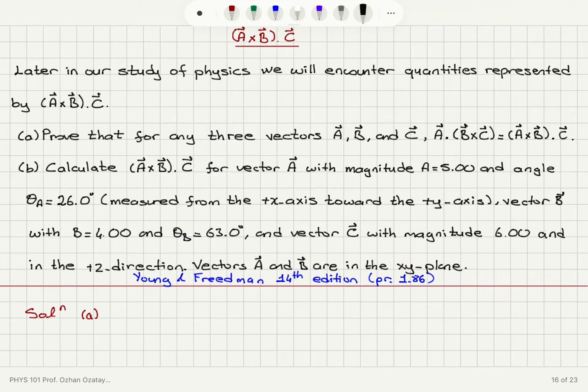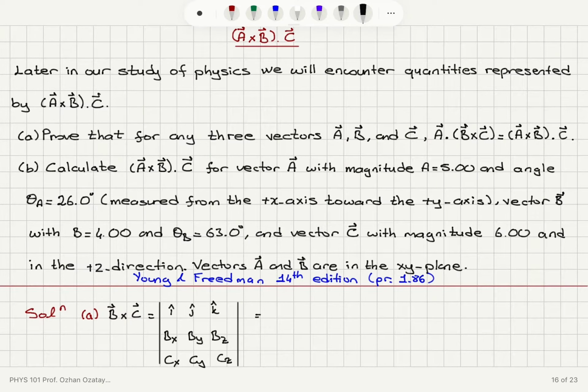Okay, to show that A dot B cross C is (A cross B) dot C, first I have to look at what is B cross C. So B cross C, if you remember, can be found by calculating this determinant: i hat, j hat, k hat, Bx, By, Bz in the second row, and Cx, Cy, Cz in the third row.